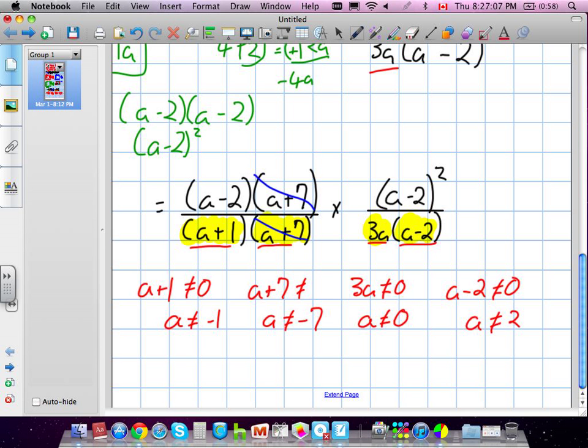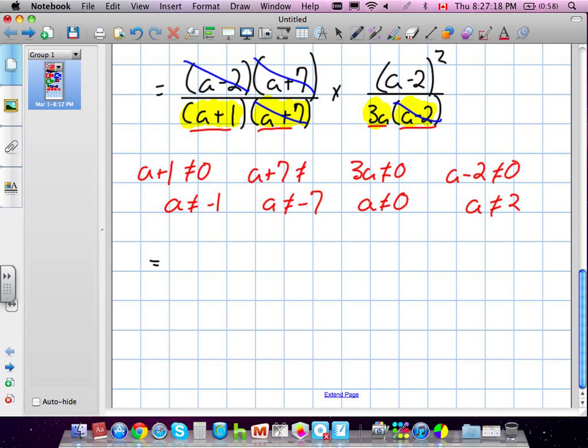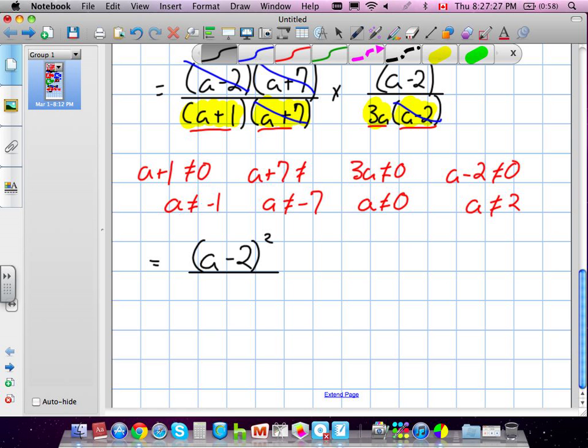Okay, so now when I go to rewrite this, extend this page a bit, what we're left with, we crossed out everything in blue. On top we have a minus 2 squared divided by, I'm just going to move the 3a to the front. 3a, a plus 1. Good with that? Yeah. All right. Entire page.